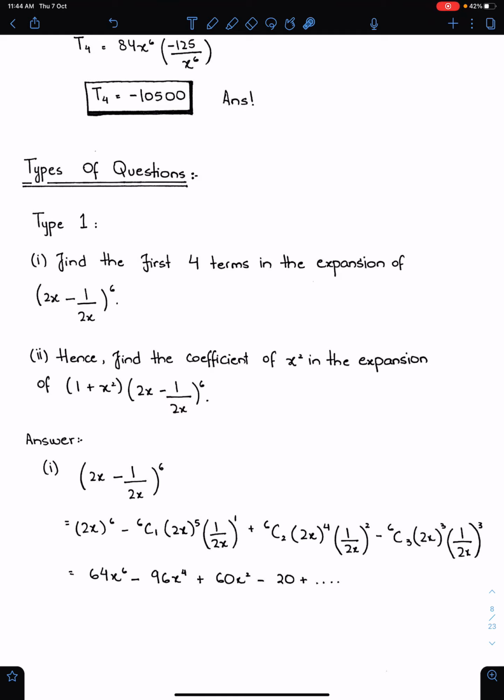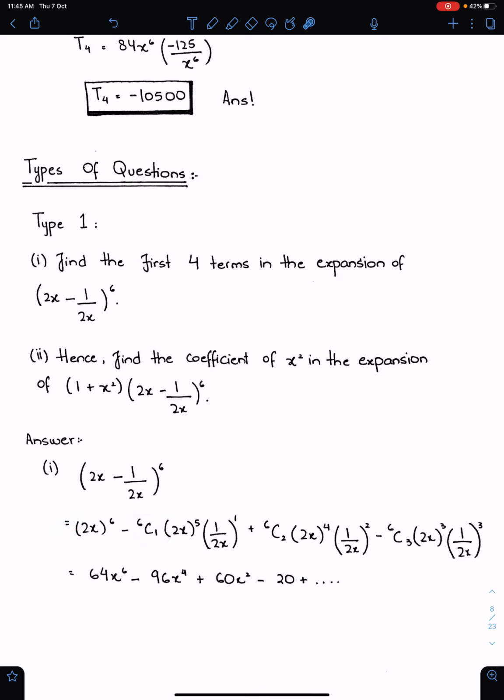So, in type 1 question, we just need to follow the sequence of the question. We just need to expand this, and then we will use this expanded form in the second part. So first we need to expand this with the help of (a minus b) whole power n formula. According to that formula, we need to write first term with power 6. Since this sign is negative, signs are alternate.